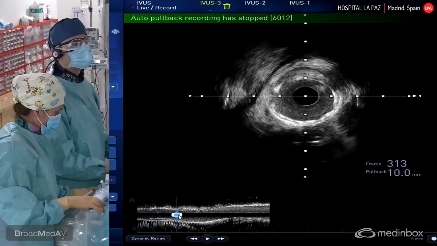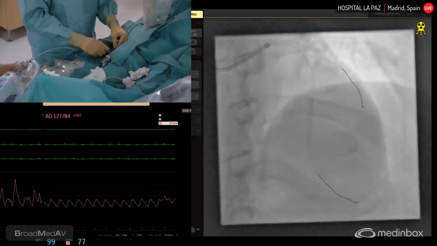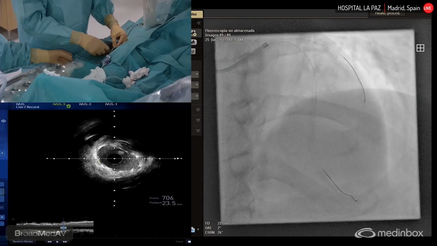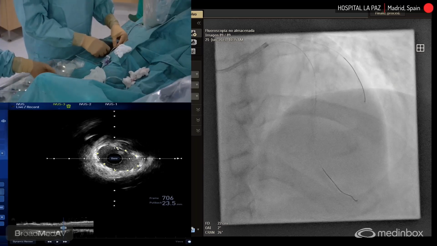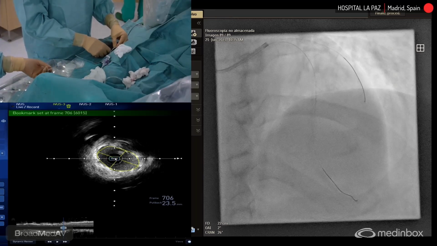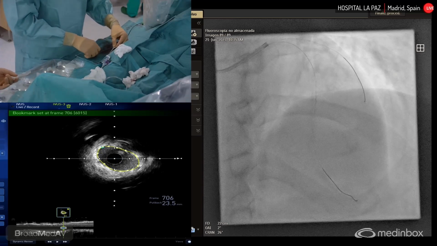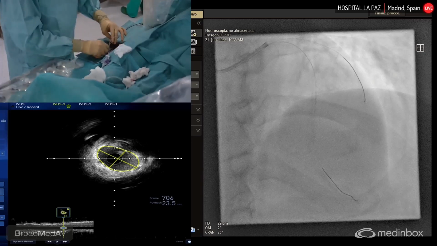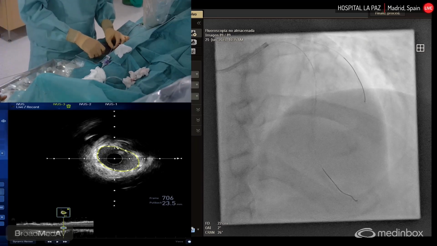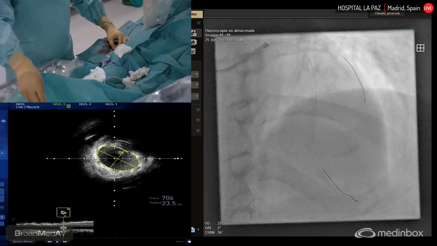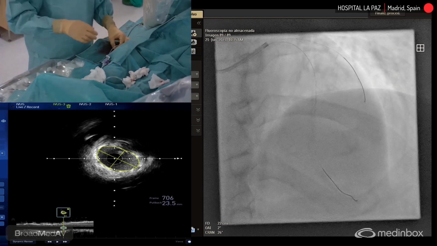Borja, can you measure the MSA where it is narrowest there? There. No, with area, with area. It's near 4.5, 5, it depends. I think that taking into account the safety and the result is okay, because we are not going to post-dilate with a bigger balloon, and this is a reasonable result near 5 millimeters square.